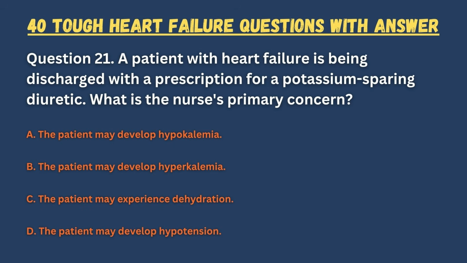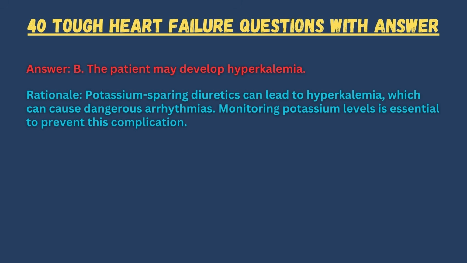Question 21. A patient with heart failure is being discharged with a prescription for a potassium-sparing diuretic. What is the nurse's primary concern? A. The patient may develop hypokalemia. B. The patient may develop hyperkalemia. C. The patient may experience dehydration. D. The patient may develop hypotension. Answer: B. The patient may develop hyperkalemia. Rationale: Potassium-sparing diuretics can lead to hyperkalemia, which can cause dangerous arrhythmias. Monitoring potassium levels is essential to prevent this complication.